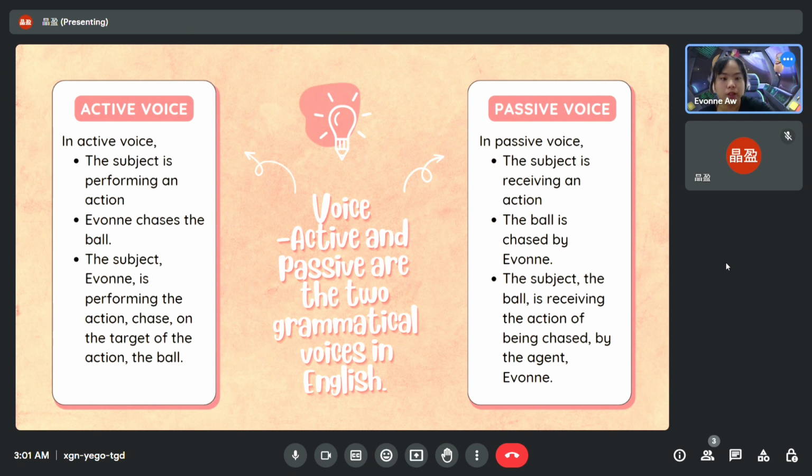ball. In passive voice, the subject is receiving an action. For example, the ball is chased by Yvonne. In this sentence, the subject, the ball, is receiving the action of being chased by the agent Yvonne.